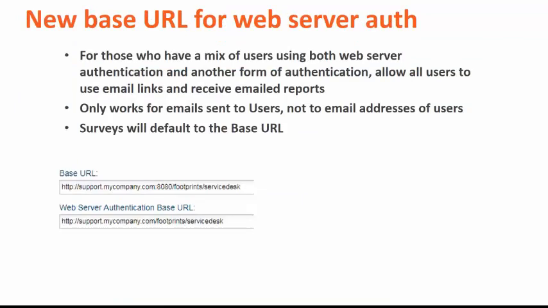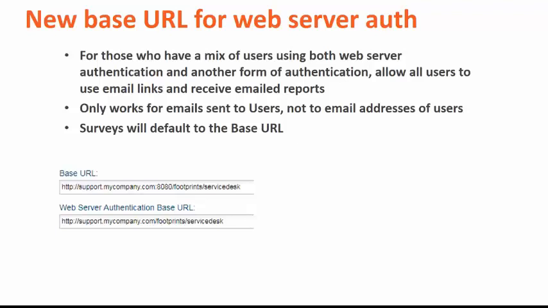Next, we have a new option for base URL for web server authentication. So this is something, the base URL, that you usually only configure once and then kind of forget about it. This comes into play anytime the system needs to send a link for people to be able to get back into the system. What's going on here is if you're someone who uses web server authentication and all your users use web server authentication, there was never any issue. Or if you're someone who all of your users used some type of other authentication and not web server authentication, there was never any issue.